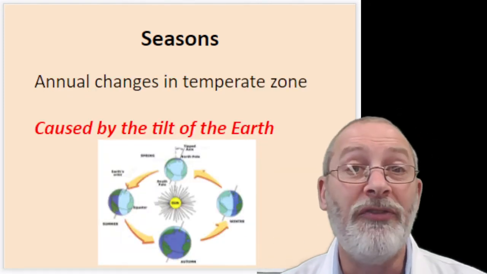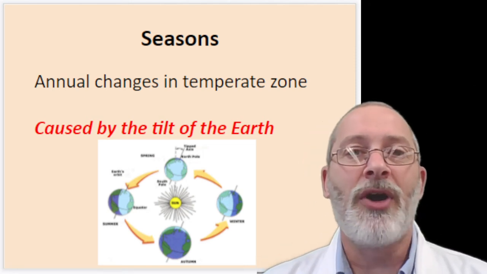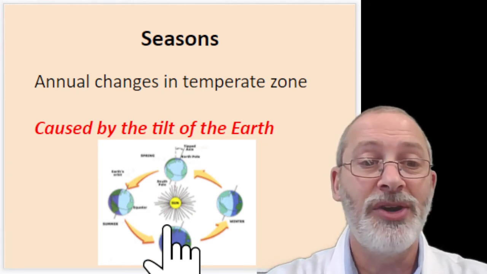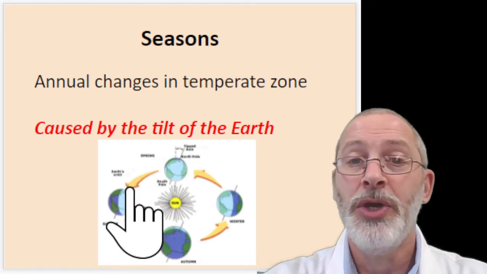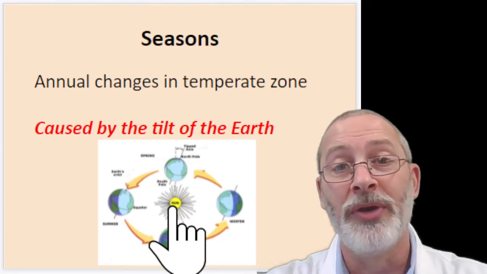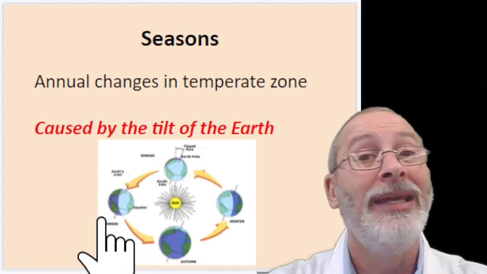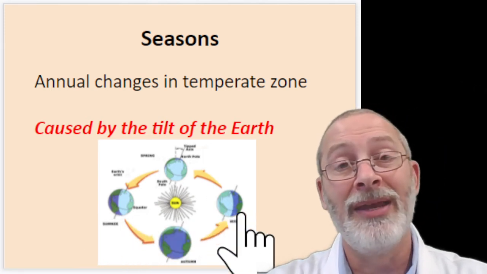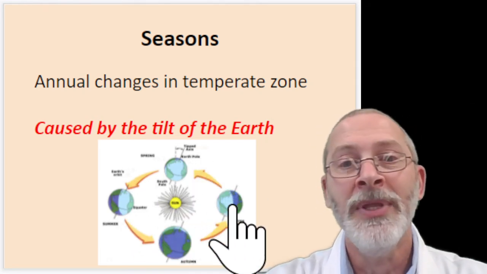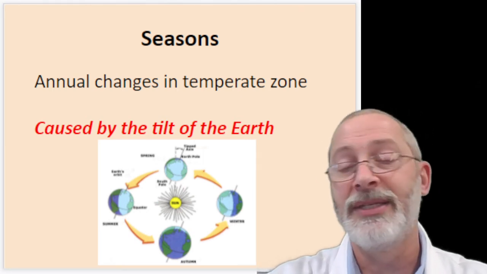But as we've said before, and we were talking about this last week with weather also, the seasons are primarily due to the tilt of the Earth. Because the Earth is tilted on its axis, when the northern hemisphere is tilted toward the sun, it's summertime in the northern hemisphere. But at the same time, the southern hemisphere is tilted away from the sun, it's wintertime. And at the opposite side of our orbit, the seasons are reversed. But the seasons are caused by the tilt of the Earth.